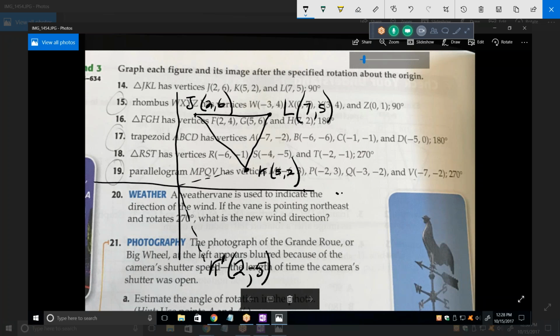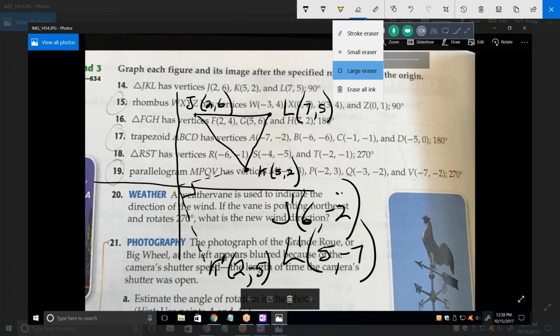It certainly is not 5 comma minus 2. It's got to be 2 comma minus 5. That's the only possible answer. In other words, that's a right angle right there. Okay? So now that we know what the system is, tell me what J prime is. J prime would be 6, negative 2. And L prime would be 5, negative 7. Correct. So that's what you do with a 90-degree rotation.